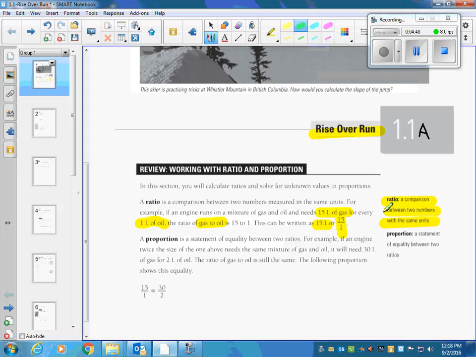A proportion is slightly different. It's a statement of equality between two ratios. That means there's an equal sign, and you'll notice down here in this proportion there's an equal sign. 15 to 1 is equal to 30 over 2, and it's basically a fraction or a ratio of the exact same ratio but in different numbers. So this one just got larger, 30 over 2. Or you could write it as 45 over 3 or 60 over 4. Okay? It's just a proportion that states the equality of everything.